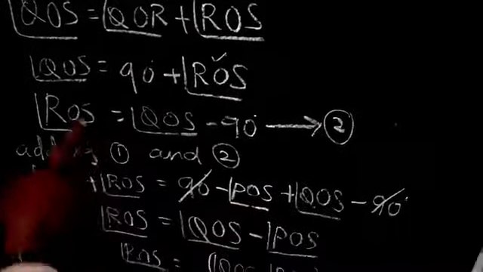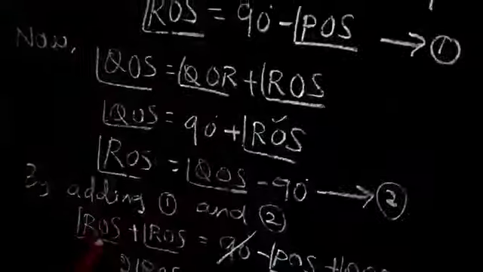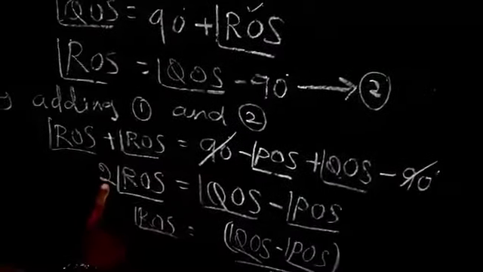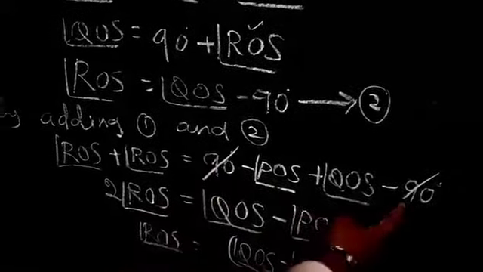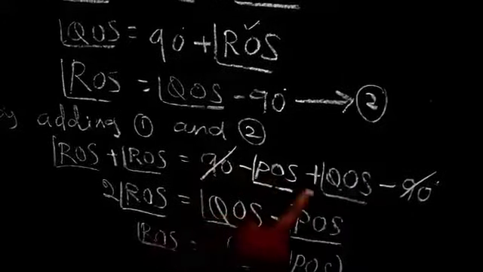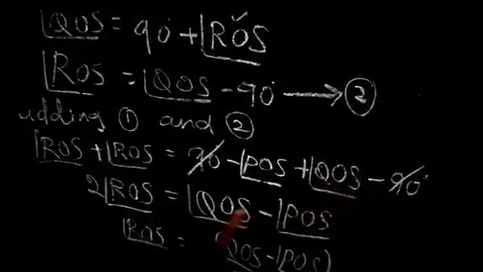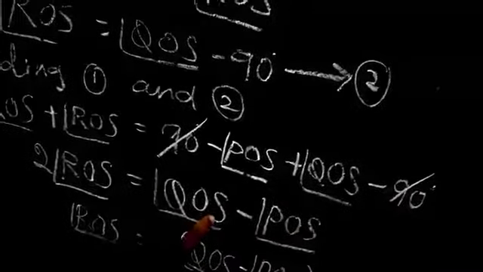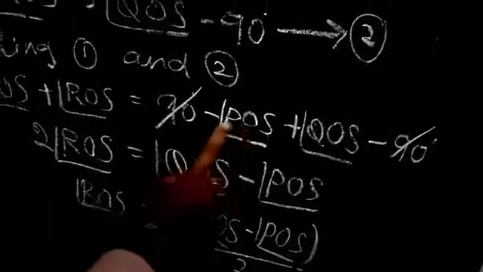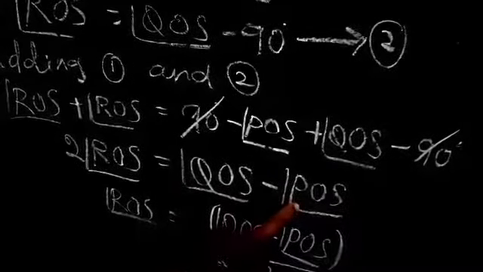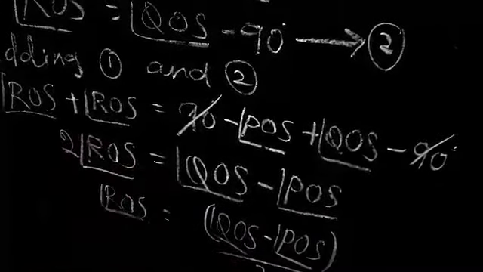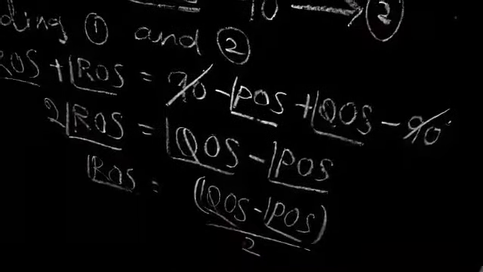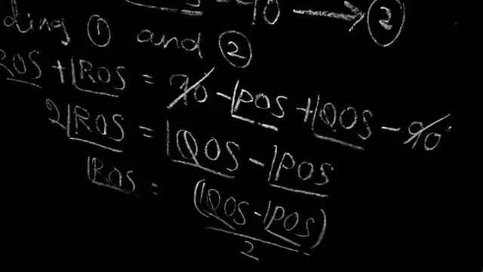So when we add these, we get 2 times ROS is equal to, here plus 90 and minus 90 will get cancelled. So here QOS we have plus and minus POS. So minus we write as the second term. So only ROS if we need, this 2 should be divided here. This is what we have to prove, hence proved we have to write.